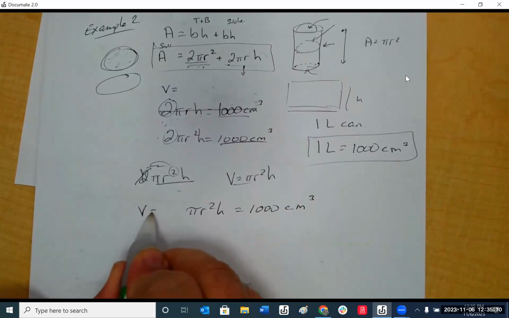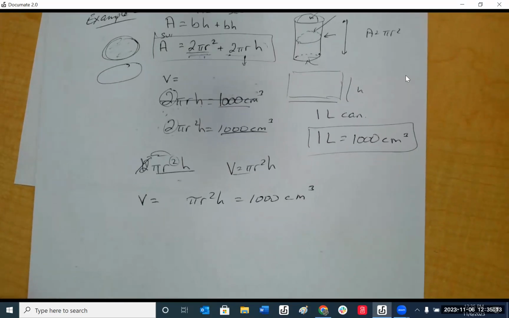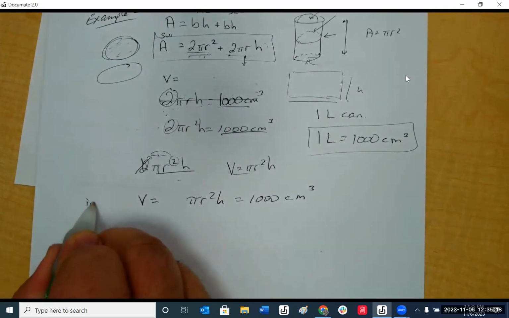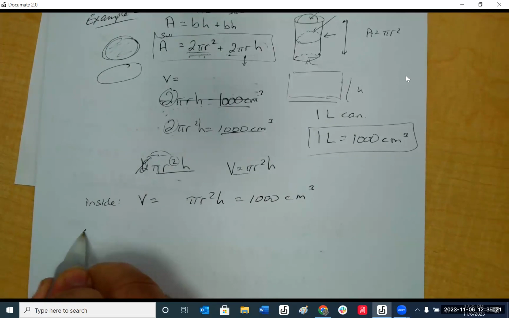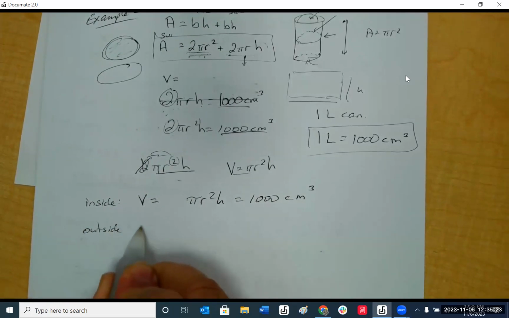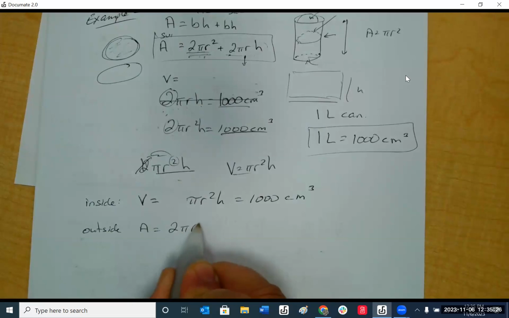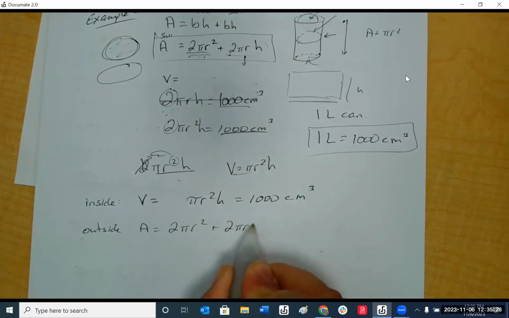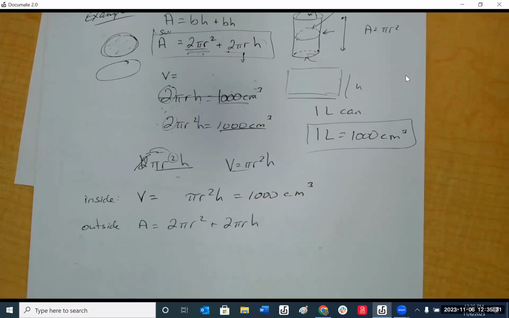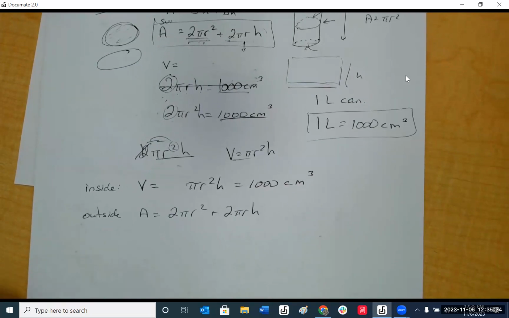Yeah, because we're looking for the internal volume of it. So that's the inside. And the outside is what we had earlier: 2 pi r squared plus 2 pi r h. And then we have a system of equations here. Is that right?